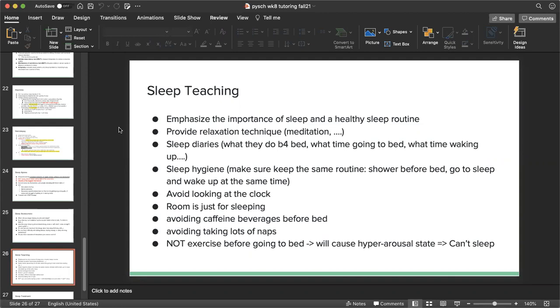Avoid looking at the clock. Keep their room just for sleeping and try to avoid doing other activities in there. Like homework, try to move it out to your living room or dining room or go to another type of environment for it. Avoid caffeine beverages before bed because they'll impact how late you're staying up. Avoid taking a lot of naps because then you're not as sleepy at nighttime. And then no exercise before going to bed because it'll cause a hyperarousal state and make it harder for you to sleep.